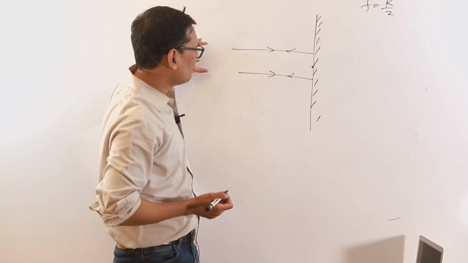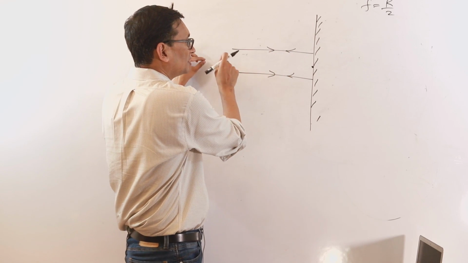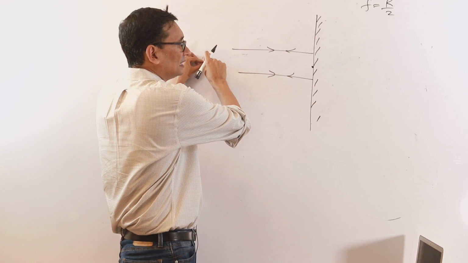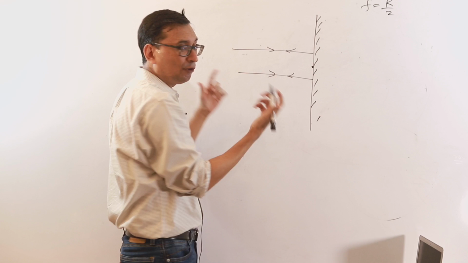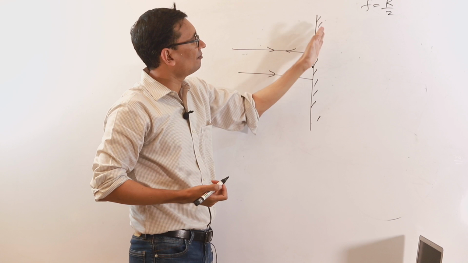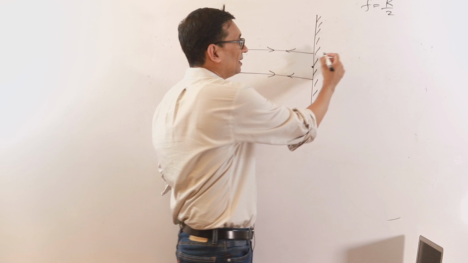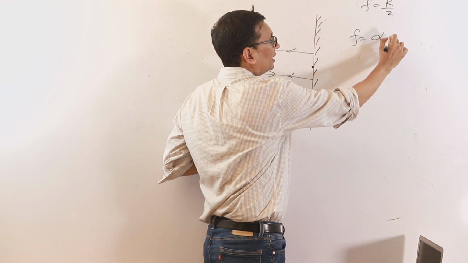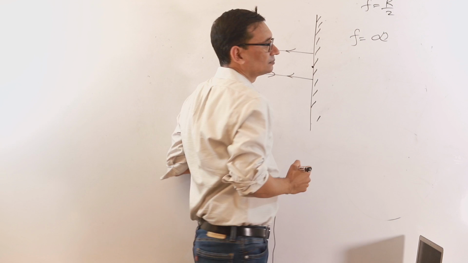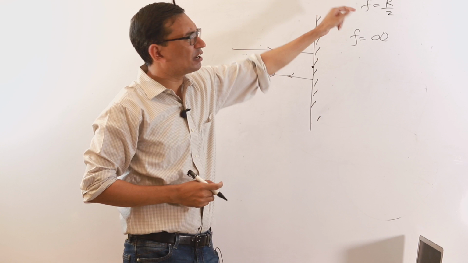Here, what are we saying? We are saying parallel rays are meeting at infinity, and the distance where parallel rays meet, that distance is called focus. So what is the focus, what is the F? What is the focal length of a plane mirror? So for a plane mirror, focal length is equal to infinity, right? So which means radius of curvature also is infinity.